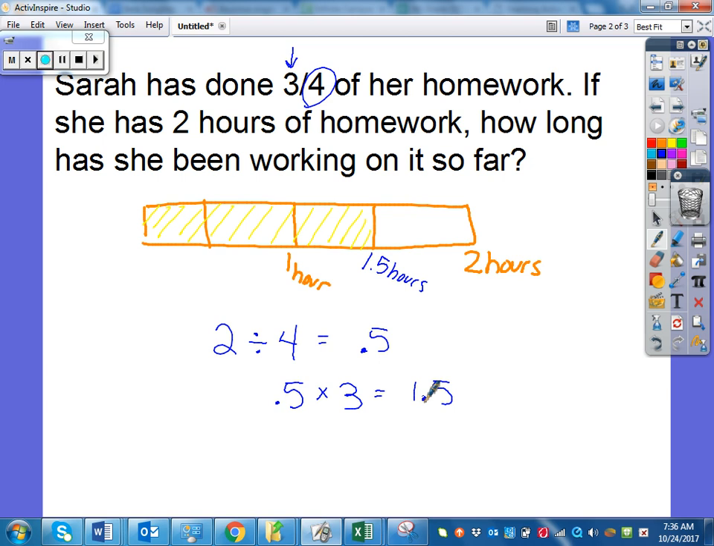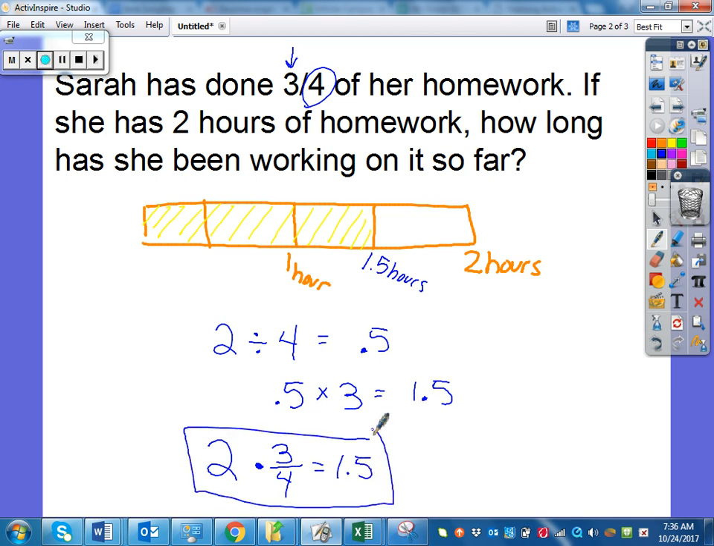Now, another way of looking at this problem, if I needed an equation, would be I could have done 2 times 3/4. And that would have given me 1.5. Frequently, we skip right ahead and do 2 times 3/4 because of this keyword of. The keyword of means multiplication. So sometimes looking for keywords can be helpful.